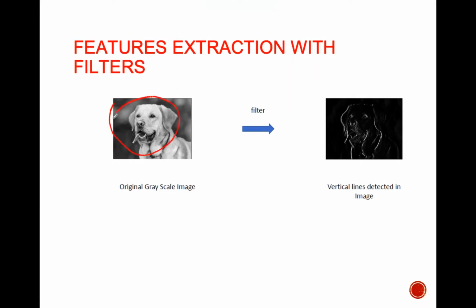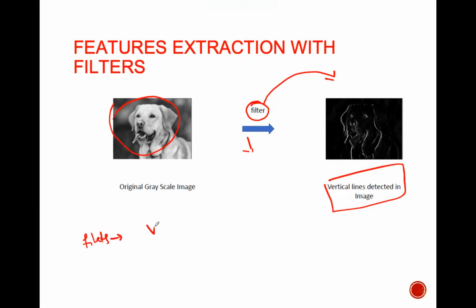This is my grayscale image. I am applying the filter to it. How is this transforming? Here we have the filters: vertical filters, horizontal filters.